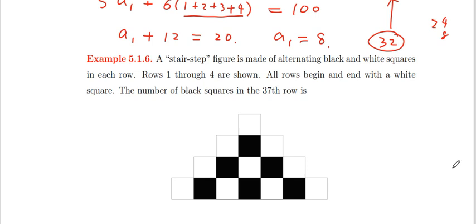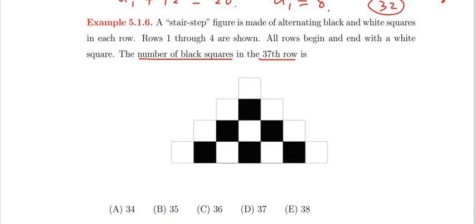Okay. So we have a stair step figure. A stair step figure is made, just like that. The first one black, white, then white, black, white, just like that. So the question is, in the 37th row, how many black squares?